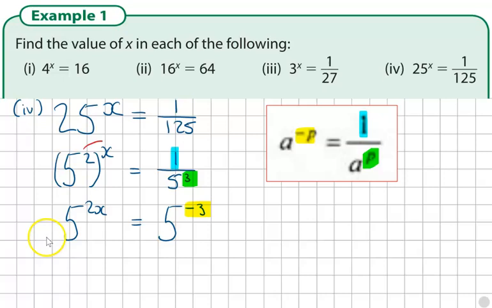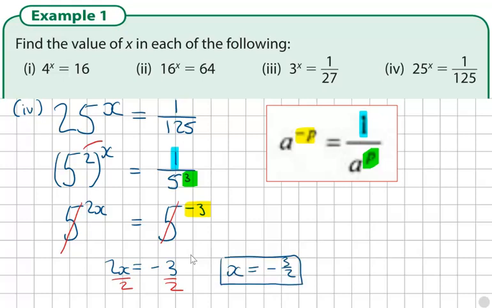Now we can see that our bases match. So I can cancel the 5s, I can cancel the bases. And now I let the powers equal each other. So 2x equals minus 3. We want to solve for x, get x on its own. So we divide both sides by 2. So x is equal to minus 3 over 2. That's our solution. X is equal to minus 3 over 2.